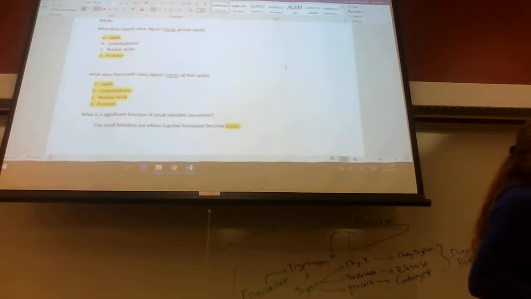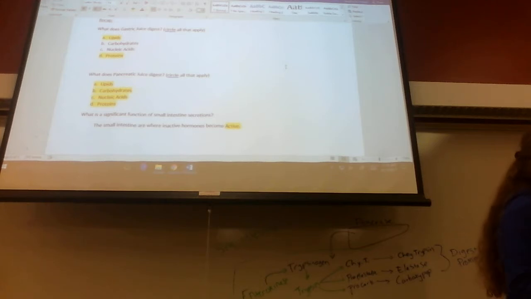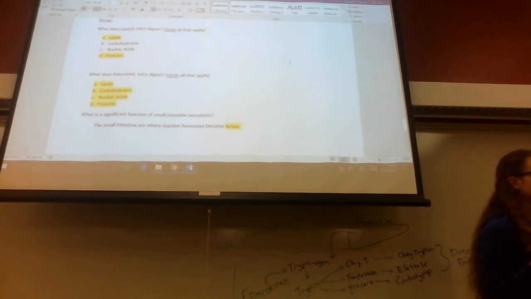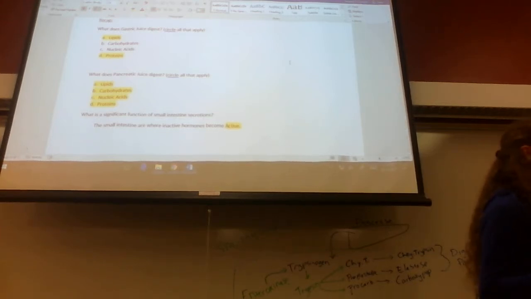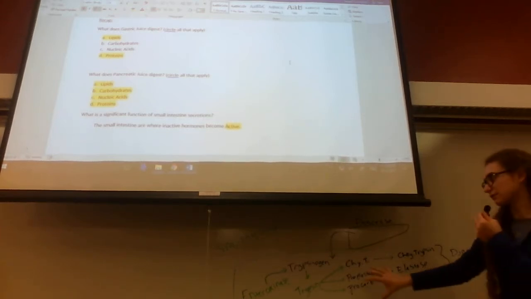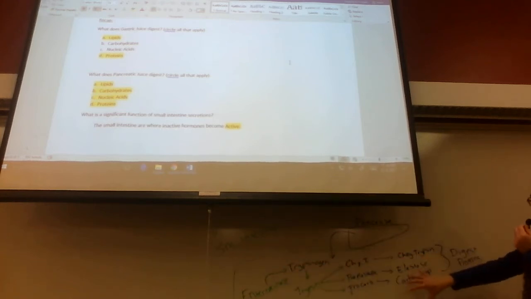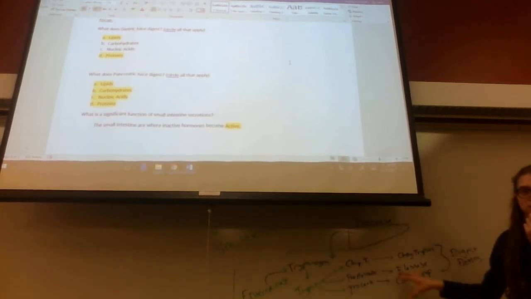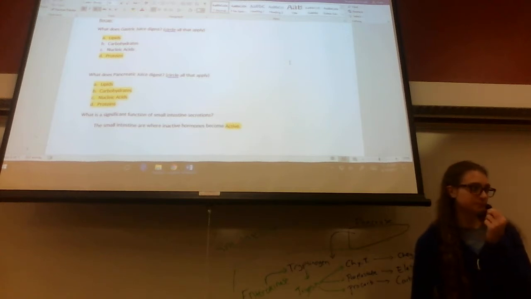And then the significant function of small intestine secretions is that the small intestine is where hormones become active, right? In the small intestine, everything activates and starts functioning.